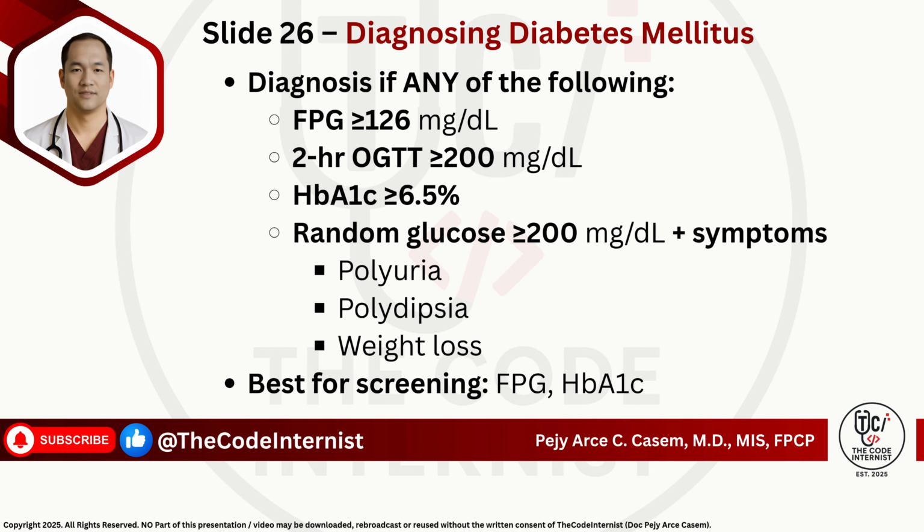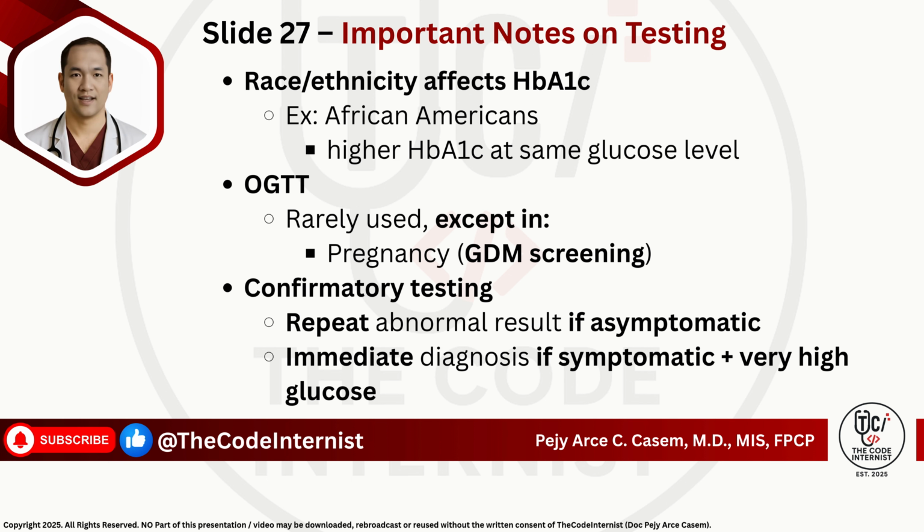You only need one positive result: FPG, OGTT, or HbA1c, above the cutoffs to meet the diagnostic criteria for diabetes. Or, if your blood sugar is high and you have the classic symptoms like frequent urination, excessive thirst, or weight loss, that's enough too. Among these tests, FPG and HbA1c are most commonly used for routine screening because they're easier and more convenient. While HbA1c is convenient, it may be affected by ethnicity. For example, African Americans tend to have slightly higher HbA1c levels, even with the same actual blood sugar as whites. The OGTT is still valid, but mostly reserved for pregnancy.